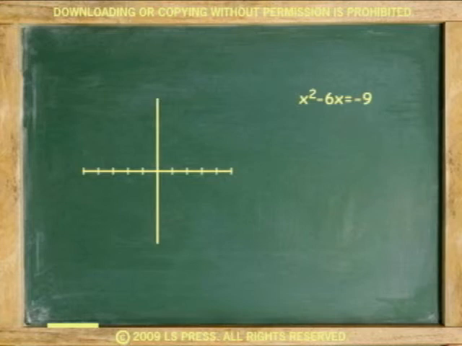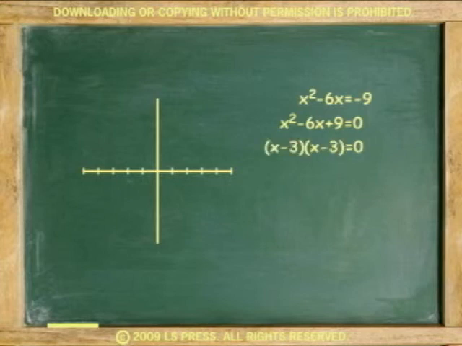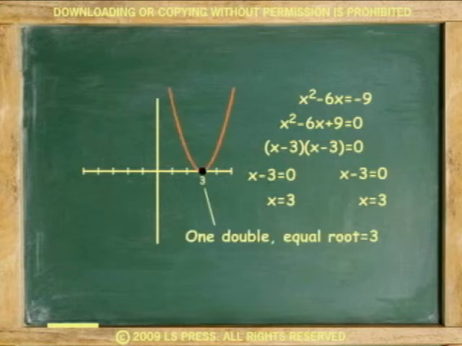Another example. Move negative 9 to the left. This is a perfect trinomial square. X minus 3 times x minus 3 equals 0. X minus 3 equals 0, x equals 3. X minus 3 equals 0, x equals 3. I have graphed the quadratic to show what happens when both x's are the same. You get one double equal root, this time at 3. This curve comes down and instead of crossing the axis, it just touches it.